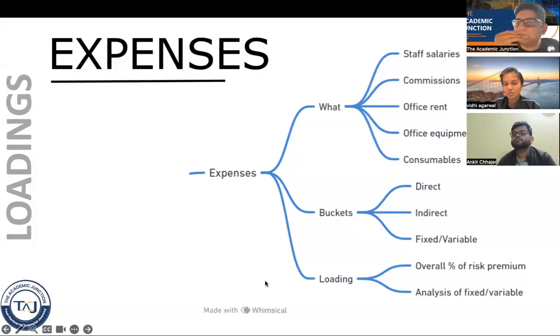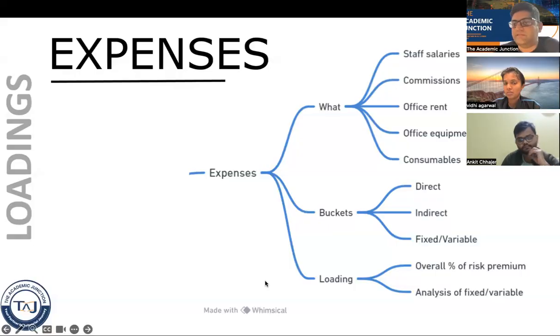And what is the difference between fixed and variable expense? Fixed expense would be anything that's fixed in nature, like staff salaries and office rents, where irrespective of the revenue, the amount will not change. And the variable expense would be any expense whose amount is dependent upon the amount of business, like commissions.